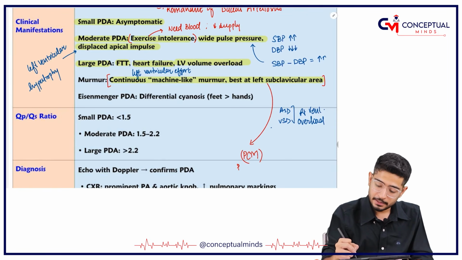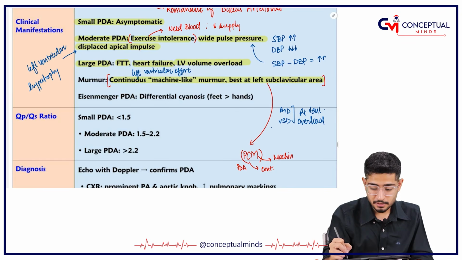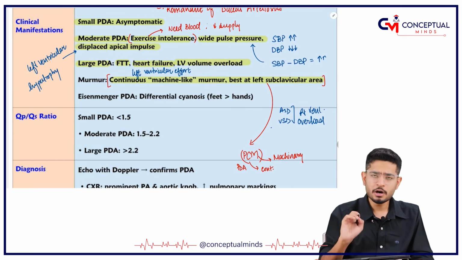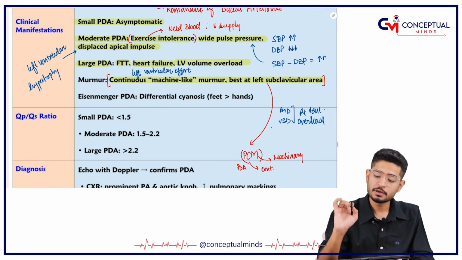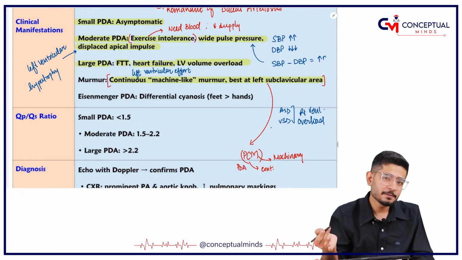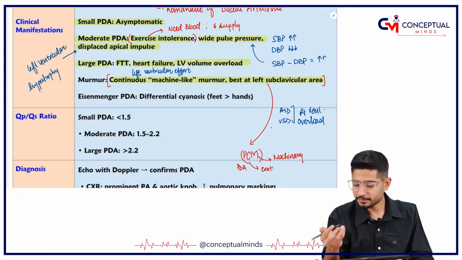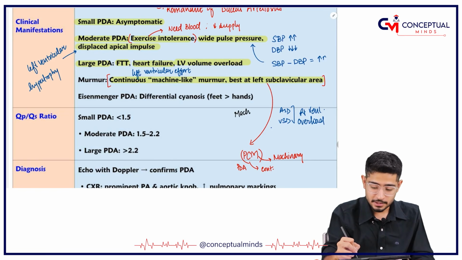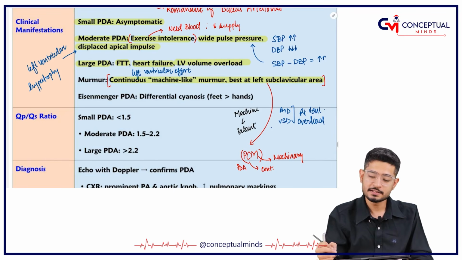P for patent ductus arteriosus, C for continuous murmur. Continuous murmur is also called machinery murmur. Or if you don't want to use this mnemonic, you can remember: who can work like a machine? The one who is patent. So machinery murmur is seen in patent ductus arteriosus.